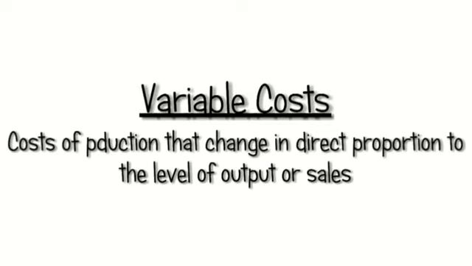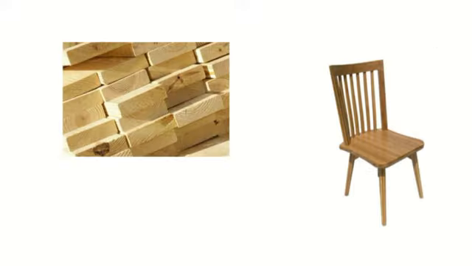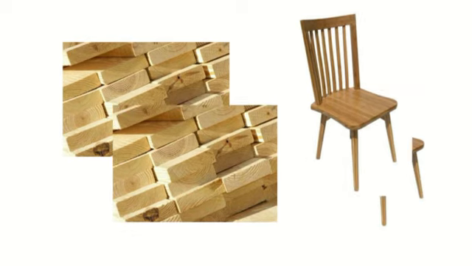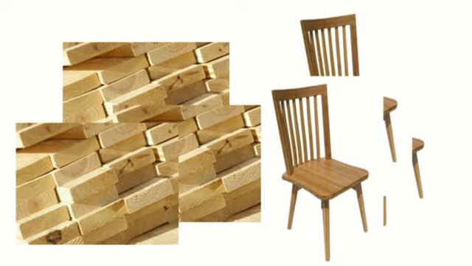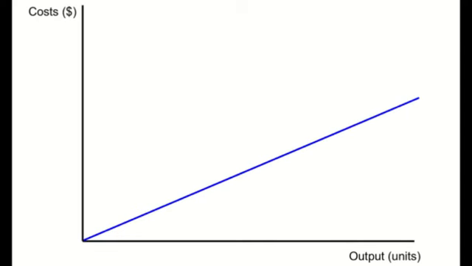Now we are going to talk about variable costs. Variable costs are the costs of production that change in direct proportion to the level of output or sales. This means that if the level of output or sales doubles, the variable cost will also double. For example, raw material costs will increase if a furniture retailer makes more chairs. This graph shows the relationship between cost and output for the variable cost of a business. As shown on the graph, when the costs increase, the output also increases.